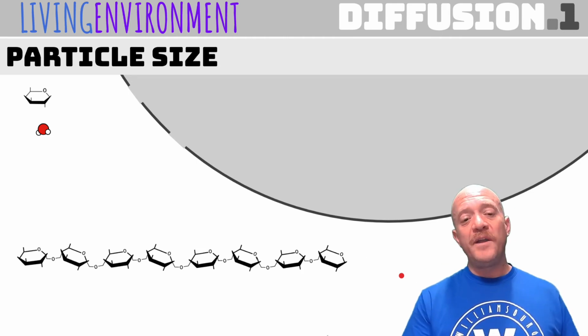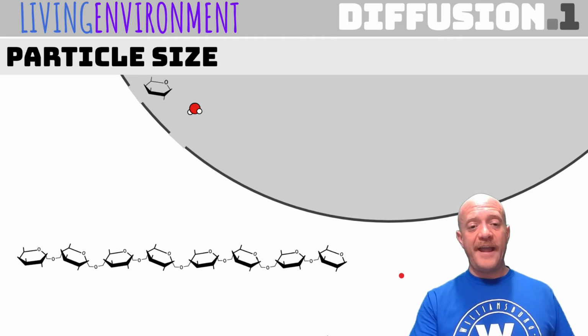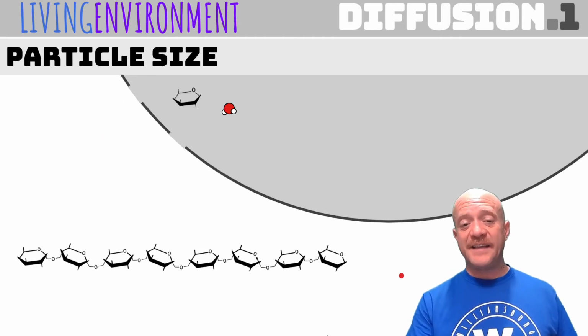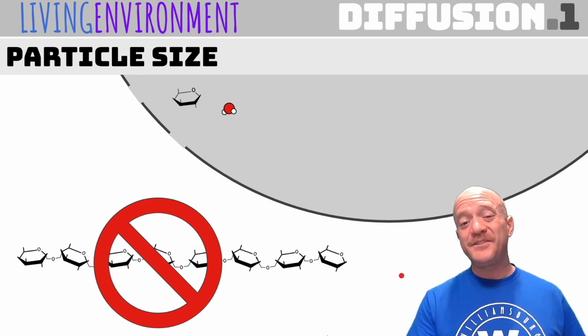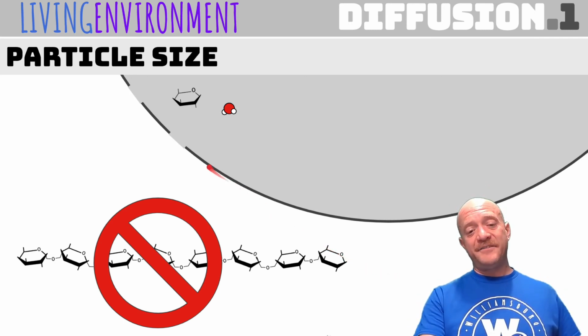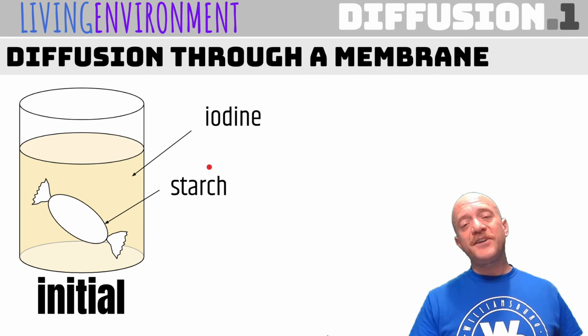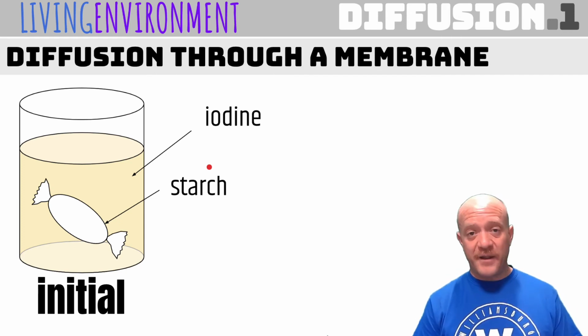So what you notice is that both water and glucose can enter the cell. But starch is too large. It cannot enter the cell. And you saw this when you did the diffusion through a membrane lab.